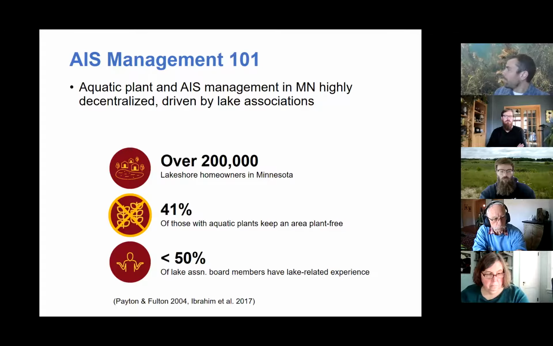Another outgrowth of AIS Detectors is we recognize this real need for people to become more informed, savvier consumers of aquatic plant and AIS management. So this is a highly decentralized process in Minnesota and a lot of other places, where it's driven at a very local scale by lake associations and their knowledge and capacity. And it's ecologically significant because we have a lot of lakeshore homeowners who are engaged in aquatic plant management, far less than half of whom have lake-related professional experience.